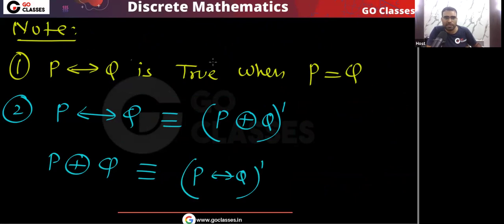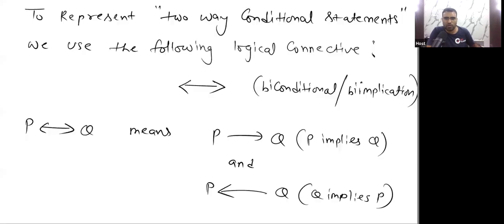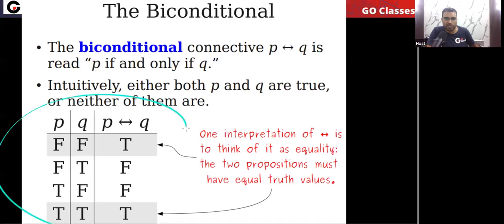And very simple, this biconditional is true when P, Q are same, either both false or both true. And this is the truth table, TFFT. Very simple. Remember, P biconditional Q simply means P implies Q and Q implies P. Simple. Okay, now let's move on. You can easily see that this biconditional is true when P, Q are same.